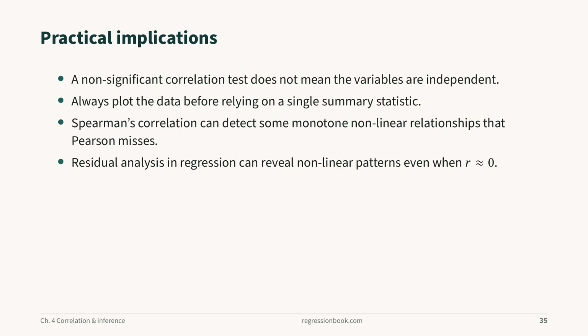4 practical implications follow. A non-significant correlation test does not establish independence. Always plot the data before trusting any single summary statistic. Spearman's coefficient can detect monotone, nonlinear relationships that Pearson understates. And once we fit regressions, residual analysis can reveal nonlinear patterns even when the correlation is near 0.